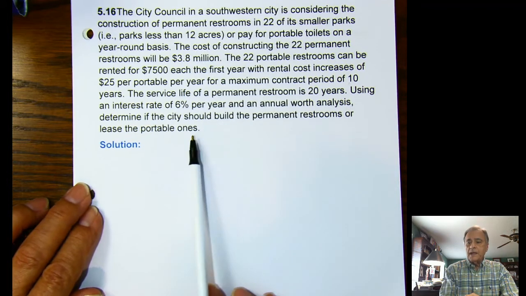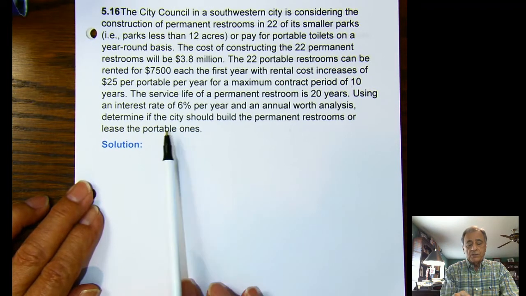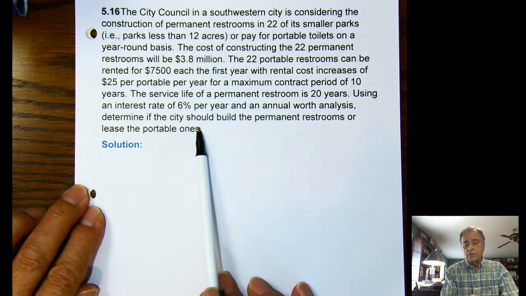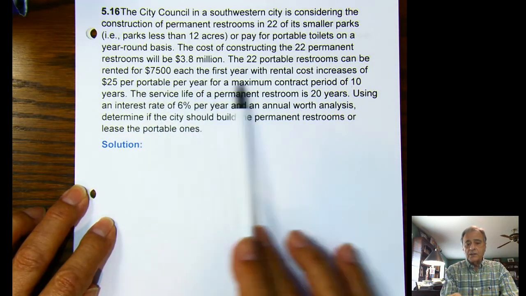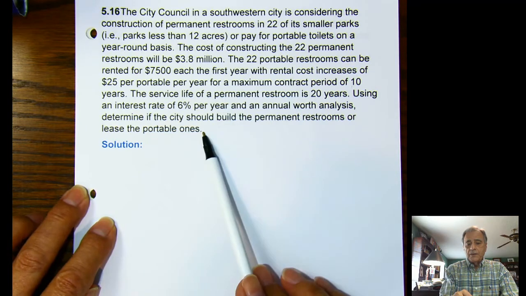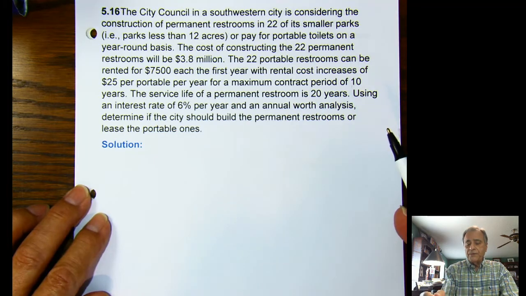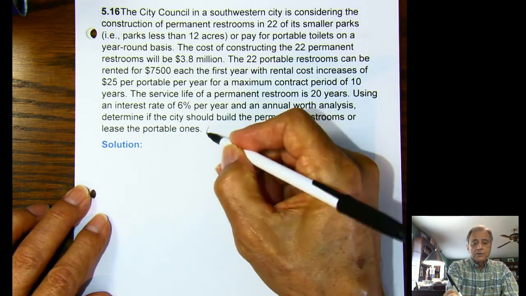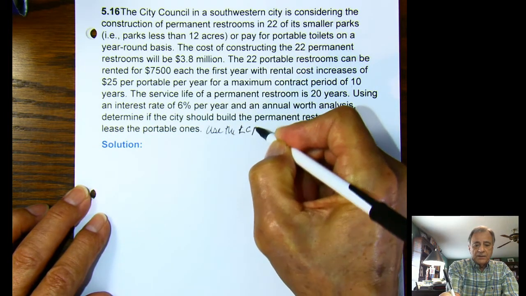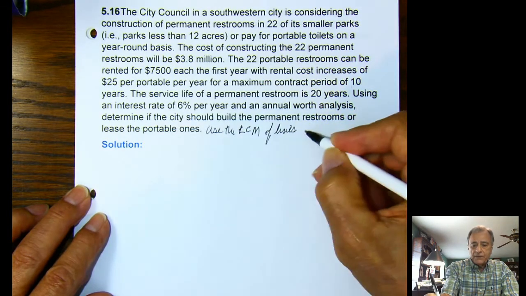Well, we have some decisions to make because one issue is, what is the study period? Since the permanent restrooms will last 20 years and the contract for the portable restrooms will only last 10 years, this problem really should state what the study period method should be. And I'm going to say use the LCM, least common multiple of lives method.